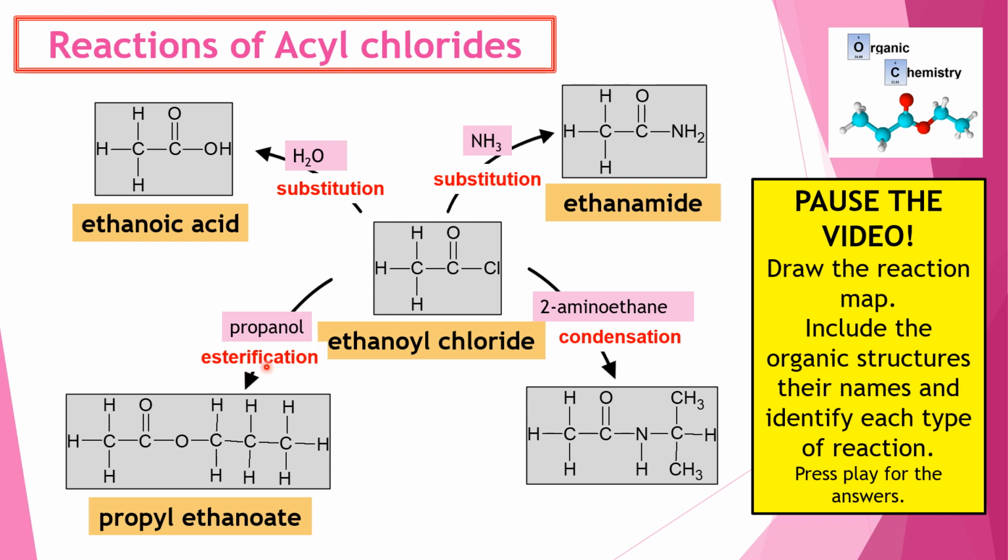And notice too that when we do the esterification reaction involving an acyl chloride, we don't need a catalyst. So when we did esterification with an alcohol and carboxylic acid, we needed concentrated sulfuric acid. Acyl chlorides are so reactive, we don't need to add extra catalyst to make the reactions happen. It's just going to get in there and react with the alcohol, join together and make that HCl.